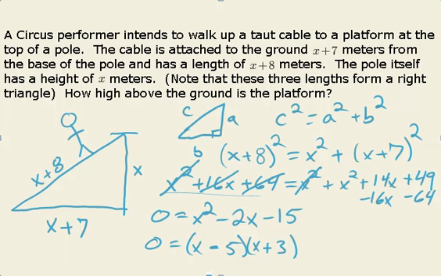So we have two solutions. From this part, x minus 5, when's that 0? Well, that's 0 when x equals 5. From this part, x plus 3, when's that 0? That's 0 when x is equal to negative 3. Here are two solutions. But we're dealing with lengths here. We can't use a length of negative 3 meters. So our only solution has got to be x equals 5 meters.